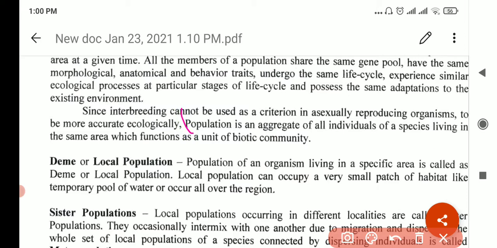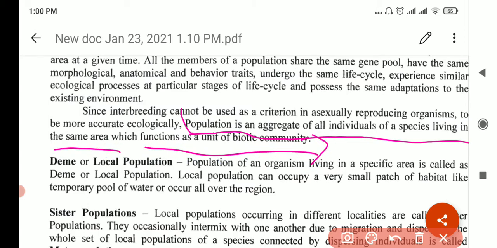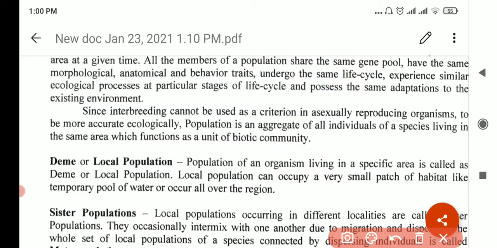We say that a population is an aggregate of those individuals living in the same area which function as a unit of the biotic community. They are one unit in the entire biotic community, and all members of this population function as a cohesive unit. Let me repeat again, because not all organisms can reproduce sexually, right?